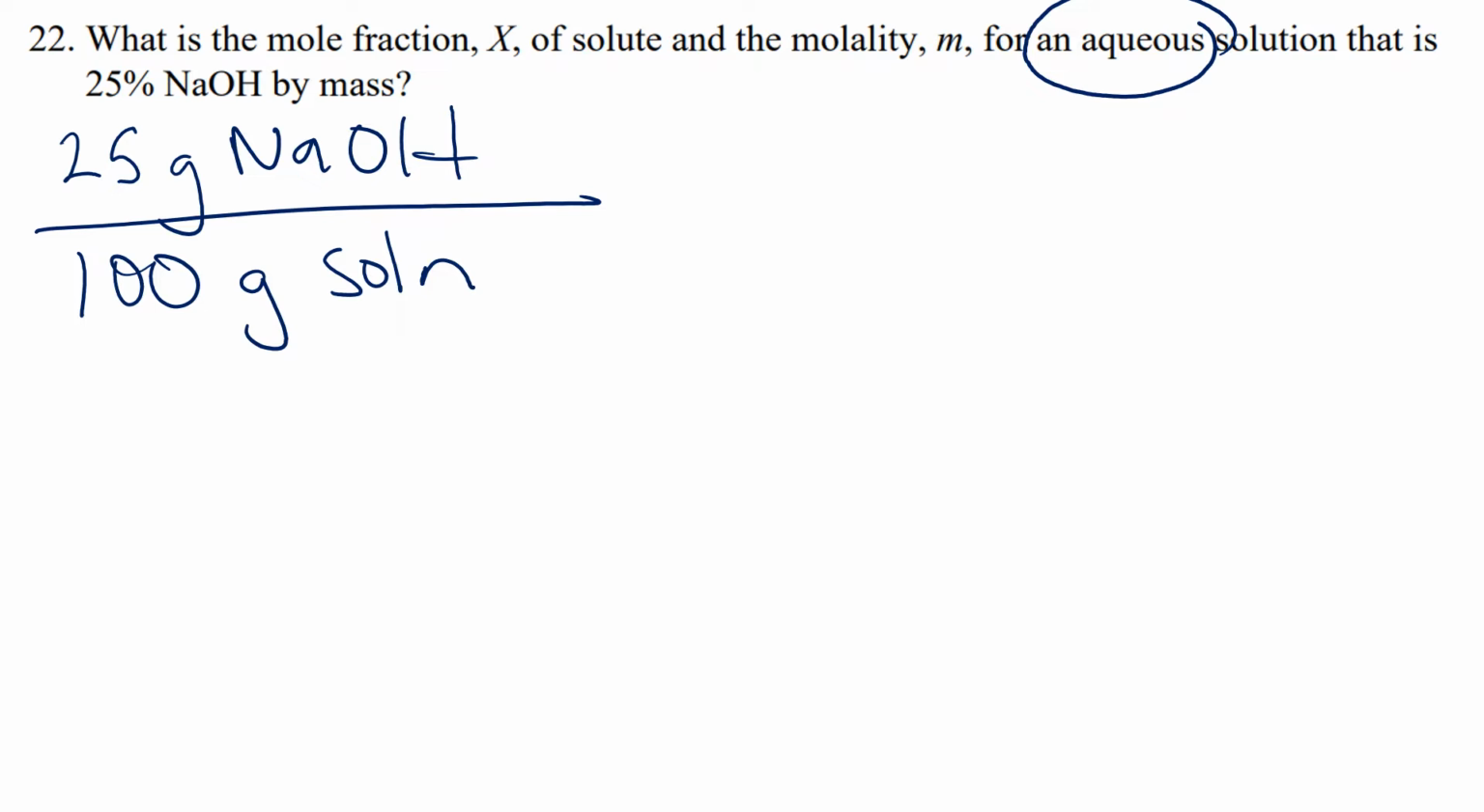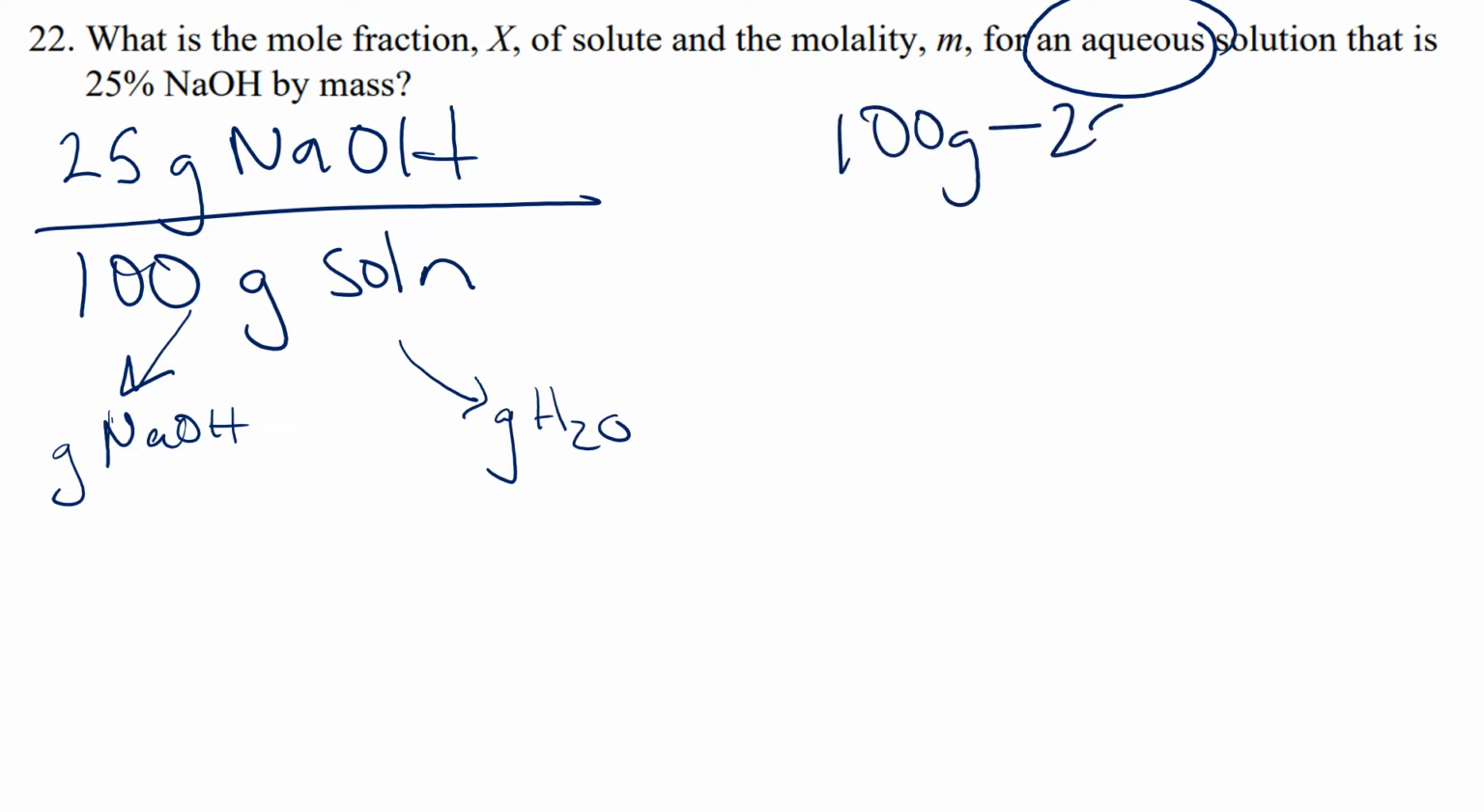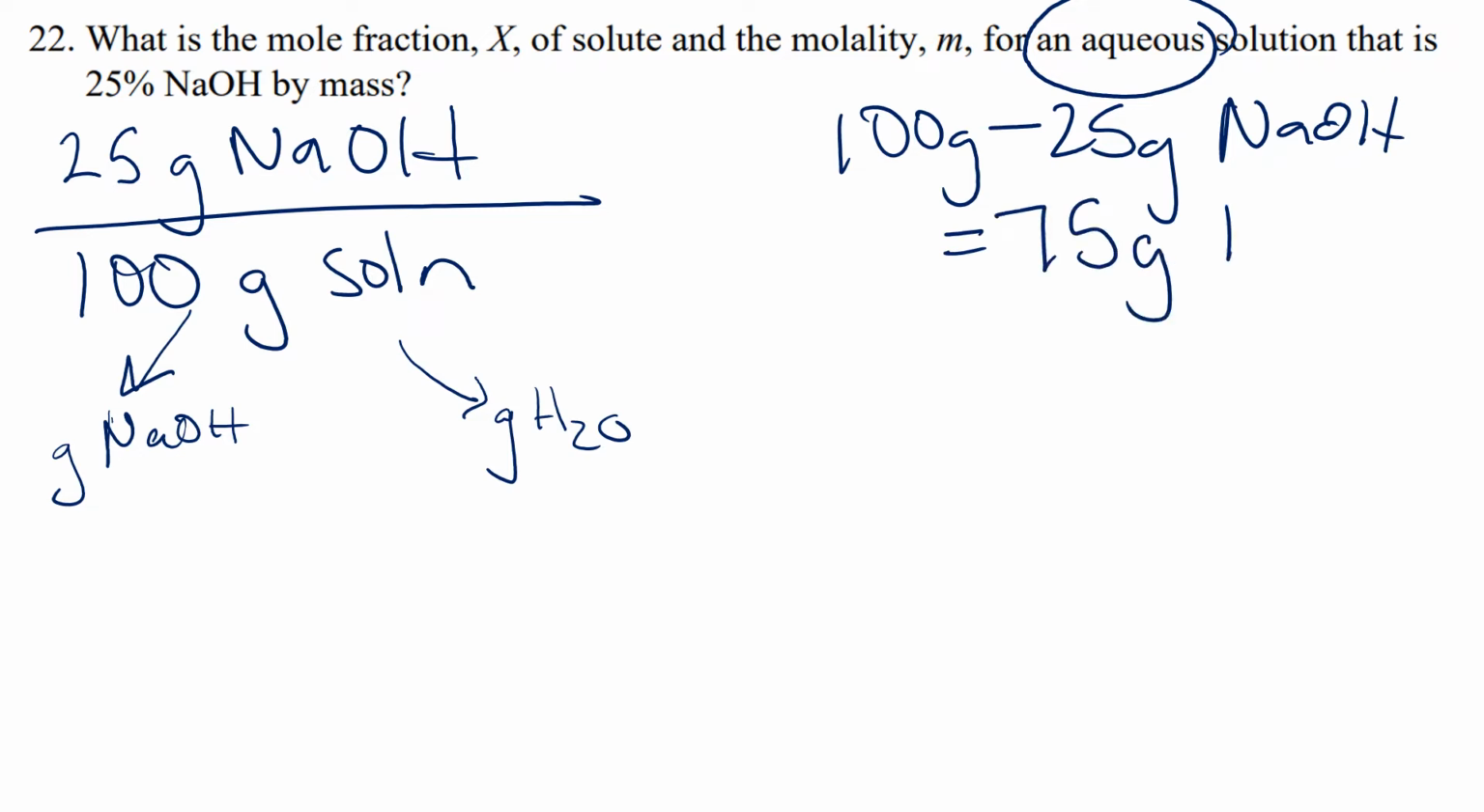So we need to know what is the moles of water at some point. So we can do that by subtracting, since we know this is just a combination of solute and solvent. If I do 100 grams minus 25 grams of NaOH, I'm left with 75 grams of water. So that's how much water was in this solution. And now it's asking for mole fraction and molality. It might be easier to start with molality since we now have grams of H2O.